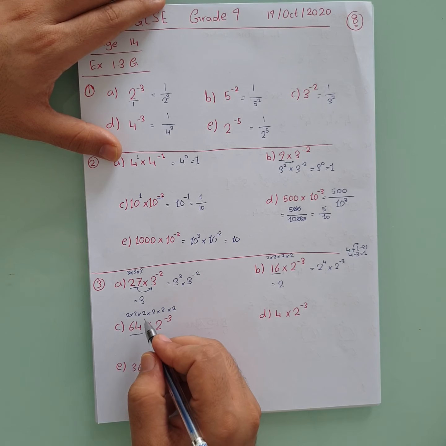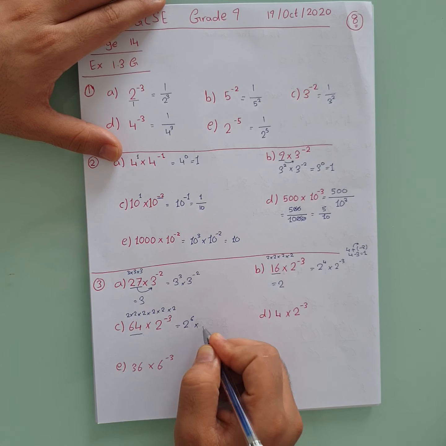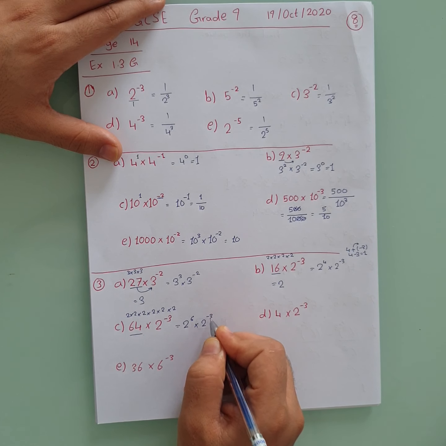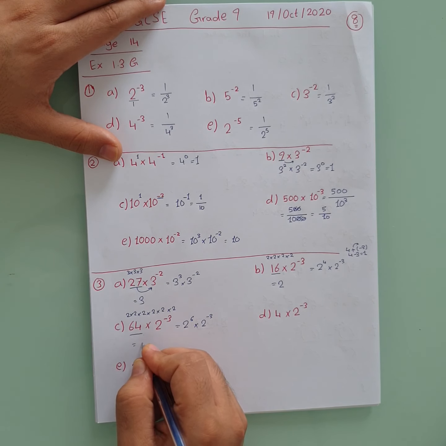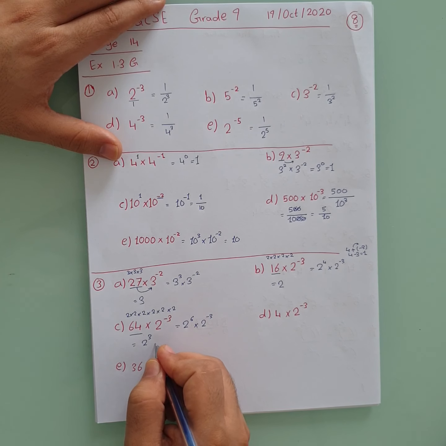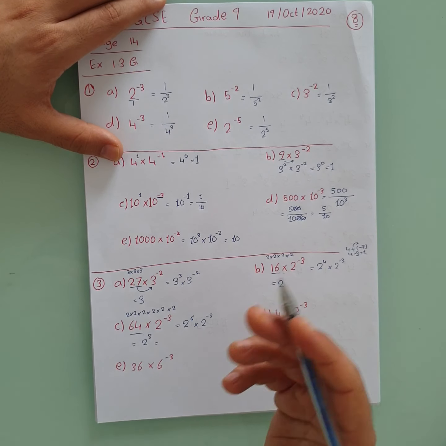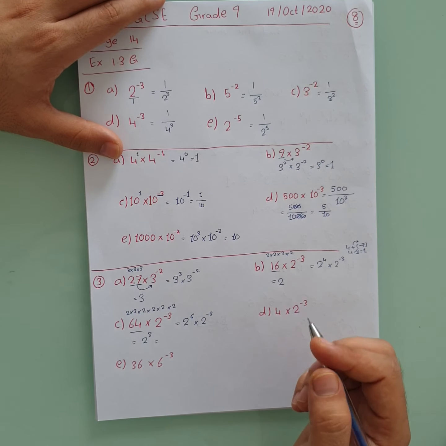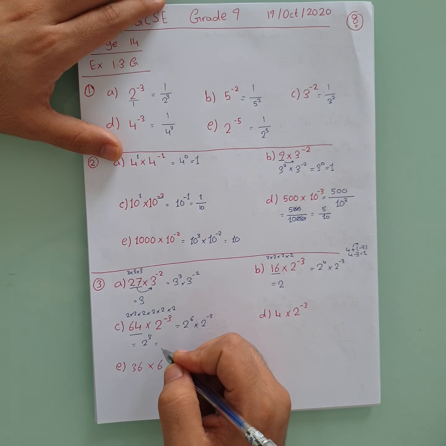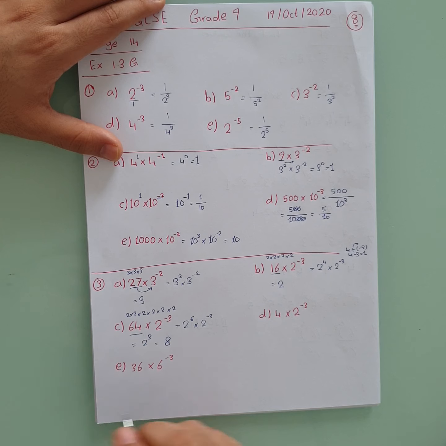So it's going to be 2 to the power of 6 times 2 to the power of negative 3. And you will have what? 2 to the power of 3, because 6 minus 3 is 3. Because they want the value as an integer, they don't want it in index form, so it's going to be 2 times 2, 4, times 2, 8. So this is your value, 8.